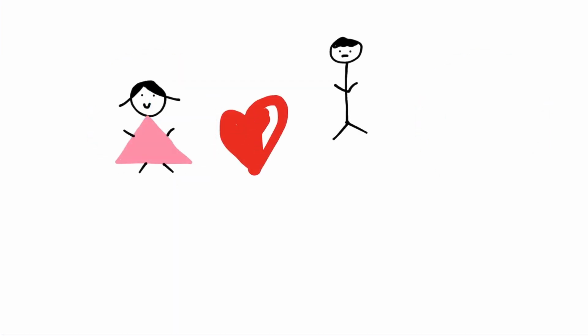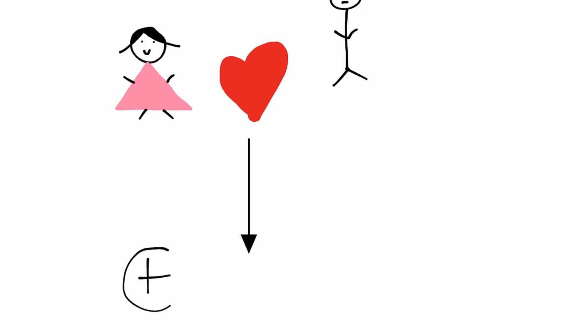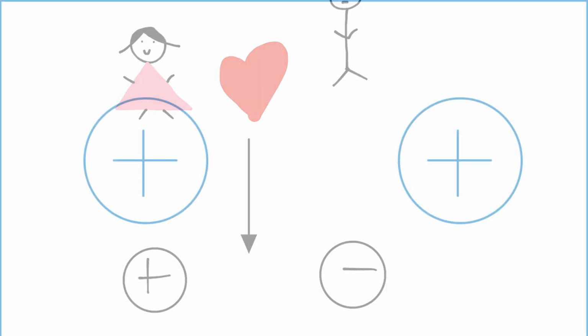Let's say we have two positive charges and place them next to each other. Ever heard of the saying opposites attract? Well, this applies not only to love but to charges as well. These like charges will immediately repel even without contact. But if they're not touching, then what moves these particles?